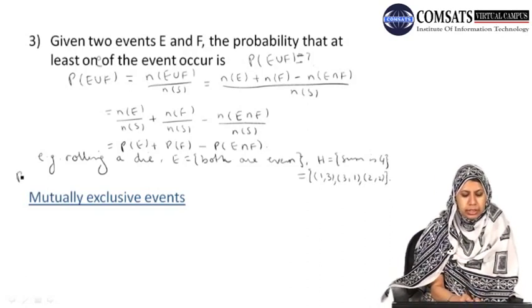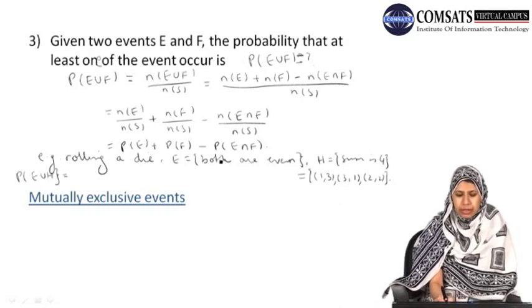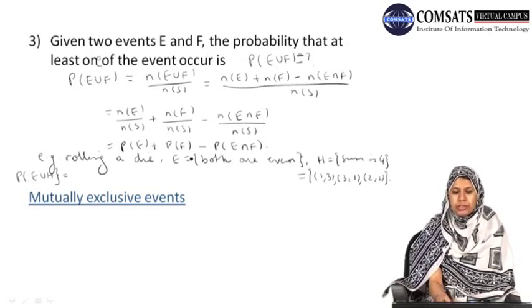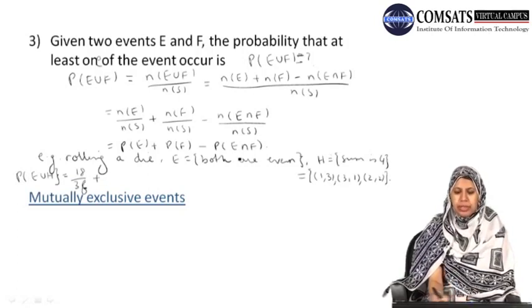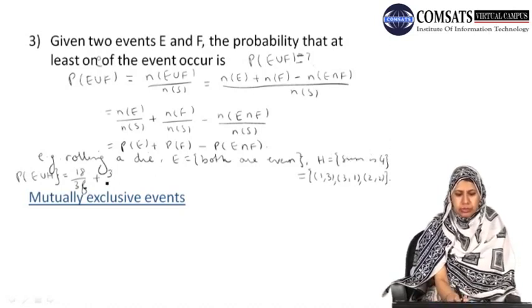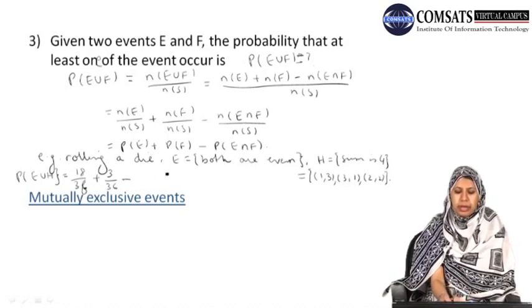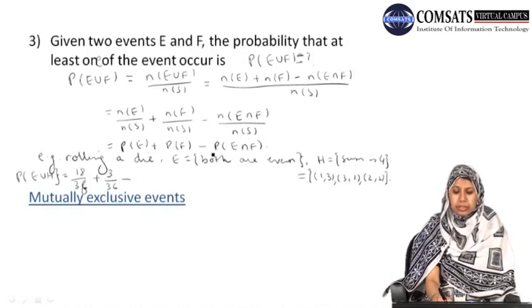So the probability that at least one of the events will occur will be equal to the probability of the event E, which is equal to the ratio of the size of the event E divided by the size of the sample space. Now this event E contains 18 sample points divided by the size of the sample space, which is 36, plus the probability of the event H, which is equal to the size of our event H divided by the size of our sample space, minus the probability of their intersection.